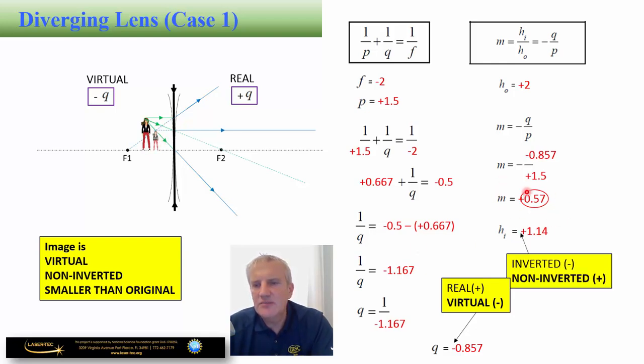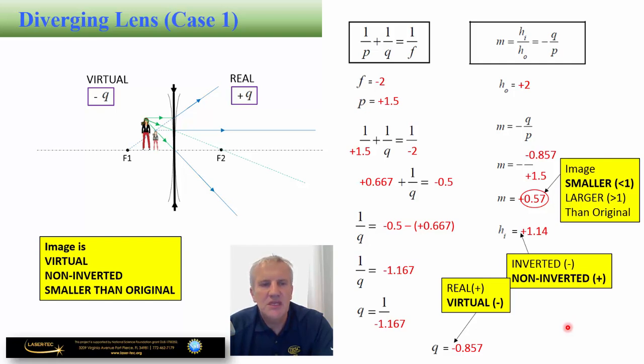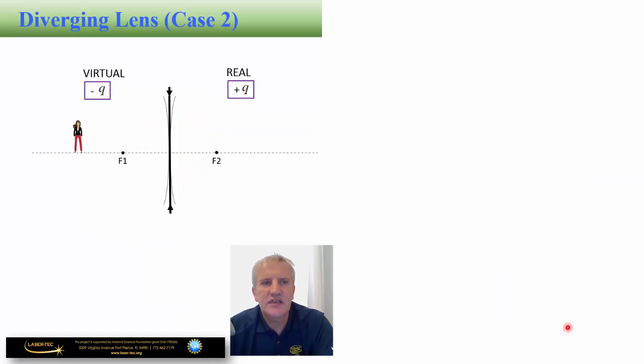Another thing that we can observe is a positive magnification, which means that the image is going to be non-inverted or positioned on the same side of the optical axis as the original. And finally, the fact that the magnification is smaller than 1 means that the image is going to be smaller than the original. The second case of a diverging lens is when the object is positioned farther away from the focal point on the left.